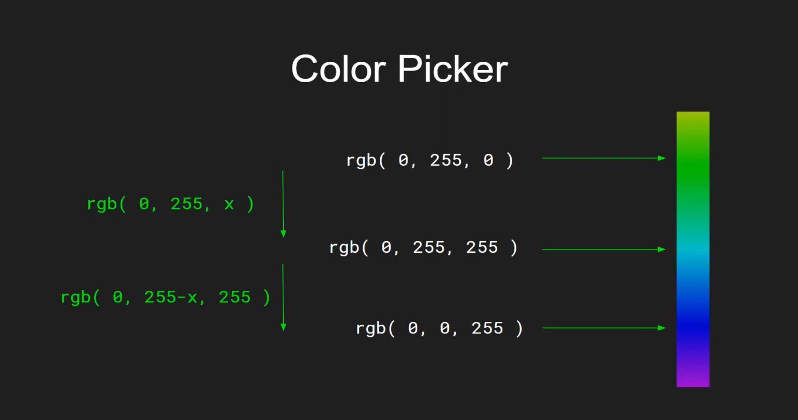Now let's analyze how colors change from green to blue. If you look at the green color, it has 0 red, 255 green, and 0 blue. If we go to the blue side, we see that the blue part changes from 0 to 255, and the rest stay the same. So what we need to do is change the blue from 0 to 255 when we go from green to cyan. And from cyan to blue, the blue part stays the same, the red part stays the same, and the green part goes from 255 to 0.